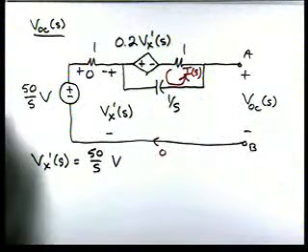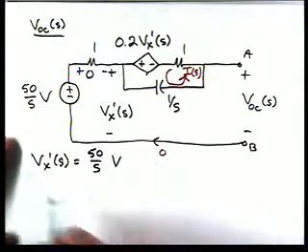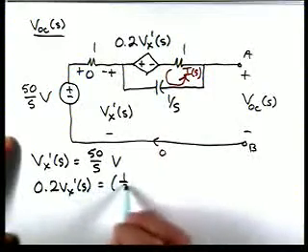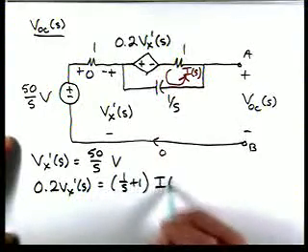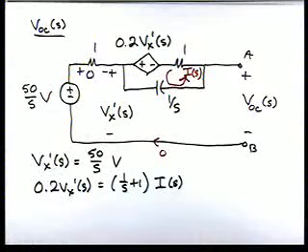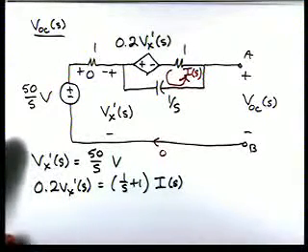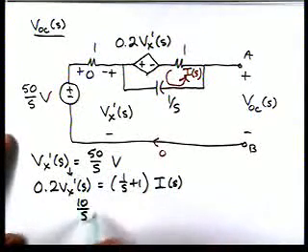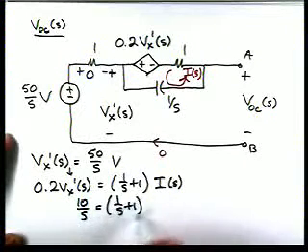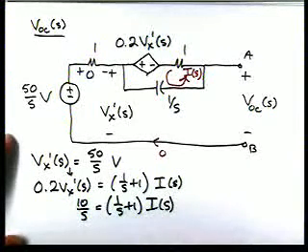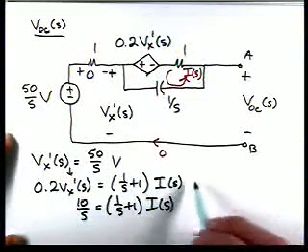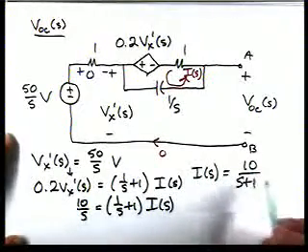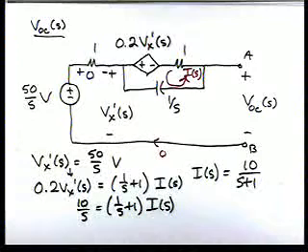And if we write a KVL equation for that, we'll get 0.2 Vx prime of S is equal to 1 over S plus 1 times I of S. And now we can substitute this in. So we'll have 10 over S is equal to 1 over S plus 1 times I of S. And then if we go in and solve, we'll get I of S then is 10 over S plus 1. So that's I of S.